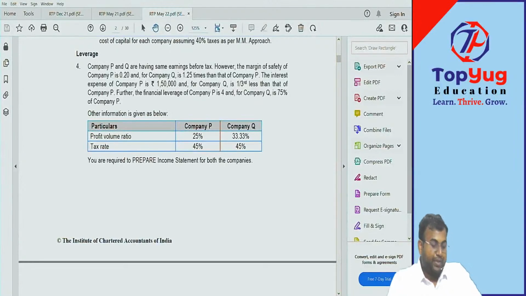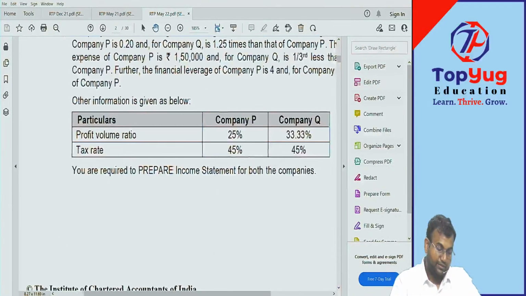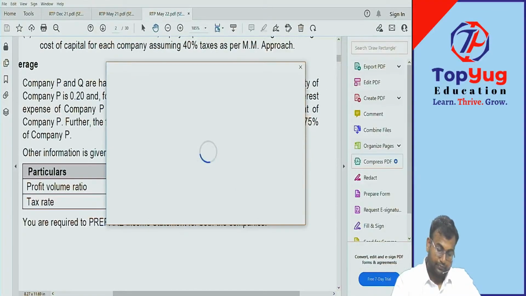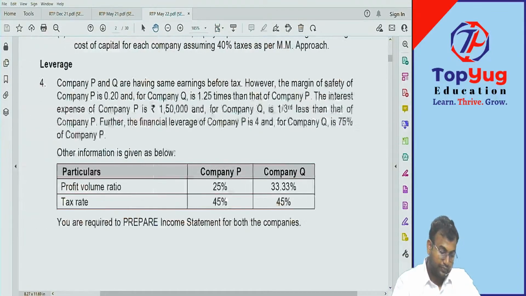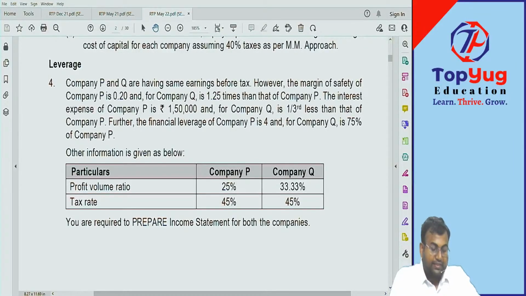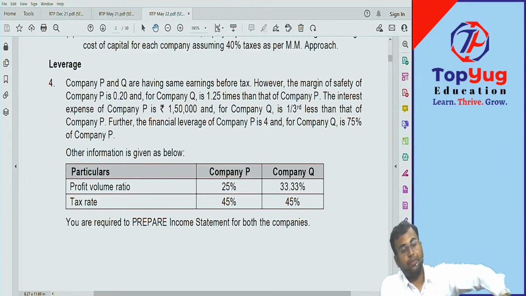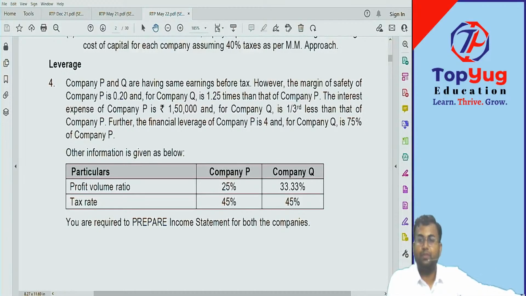Again, companies P and Q are having same earnings before taxes. Can you see this? Yes, are having same earnings before taxes. However, the margin of safety, that is break even. You remember break even, maybe we did one problem. Yes. Now what is the break even point? Where sales is break even point, your profit is zero.